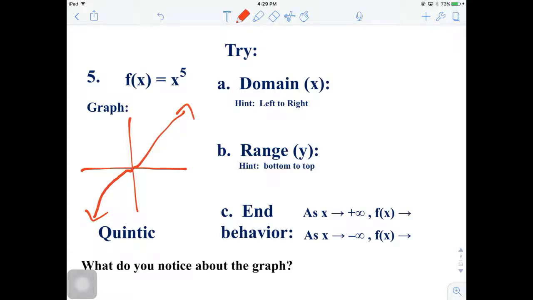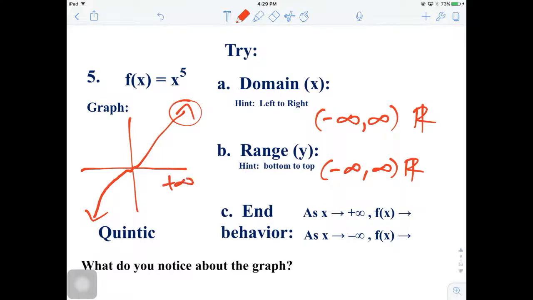So if we look at the domain, as you can see, going from left to right is all reals. It keeps going. And going up and down is also all reals. And end behavior will also follow the x and the x cubed, which is an odd function. So going to the right is going to be positive infinity, and going to the left is going to be negative infinity. So it's following the same pattern of the odd function. We have pretty much summed it up to that.